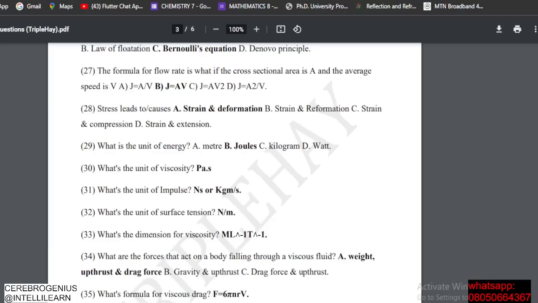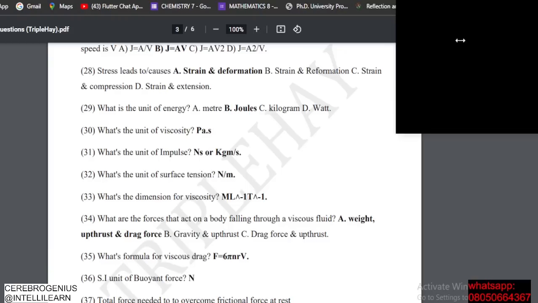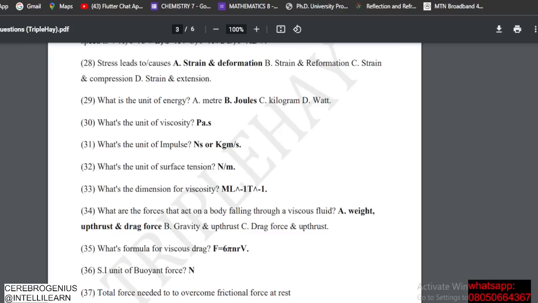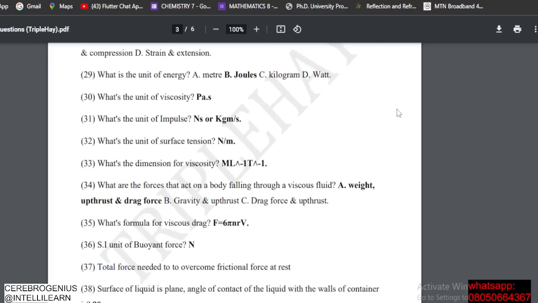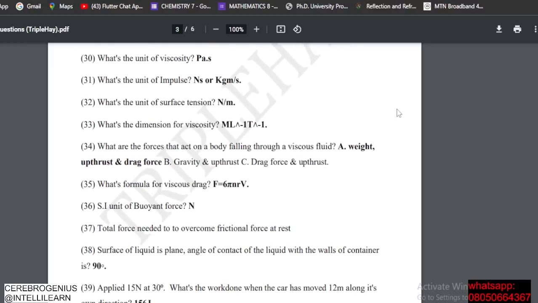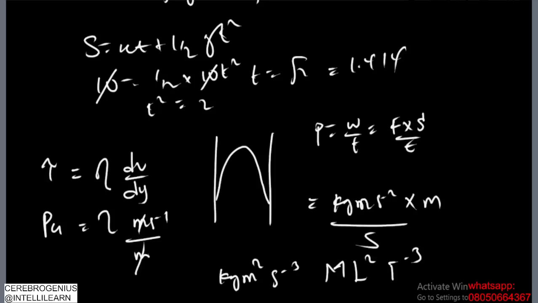Then what's the SI unit of energy? Energy is measured in joules. So what's the unit of viscosity? Pascal second. What's the unit of impulse? Impulse is Newton seconds or kilogram meter per second. What is the unit of surface tension? Surface tension is Newton per meter. The dimension of viscosity, this is actually correct, ML inverse T inverse. From here you can get it.